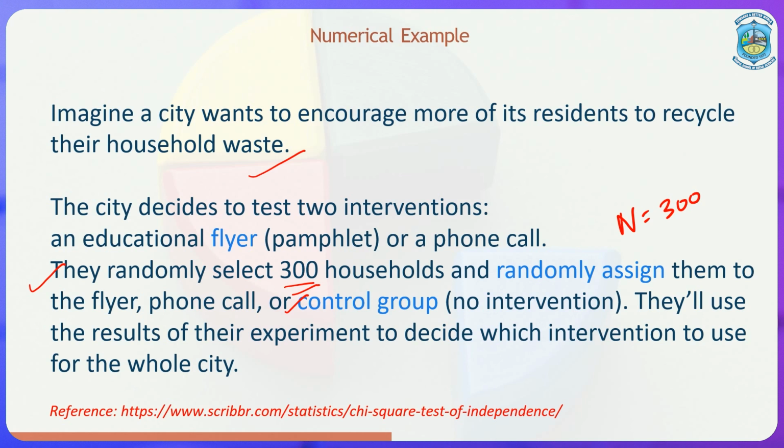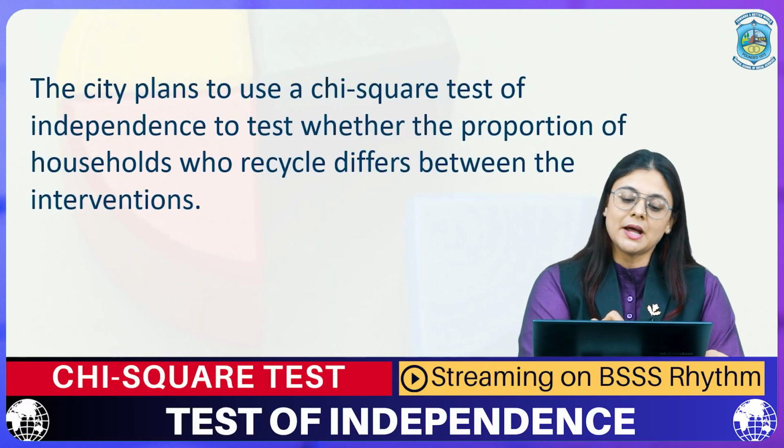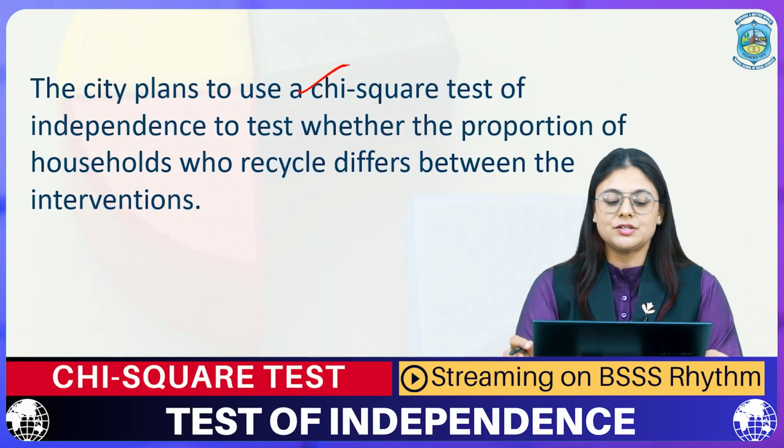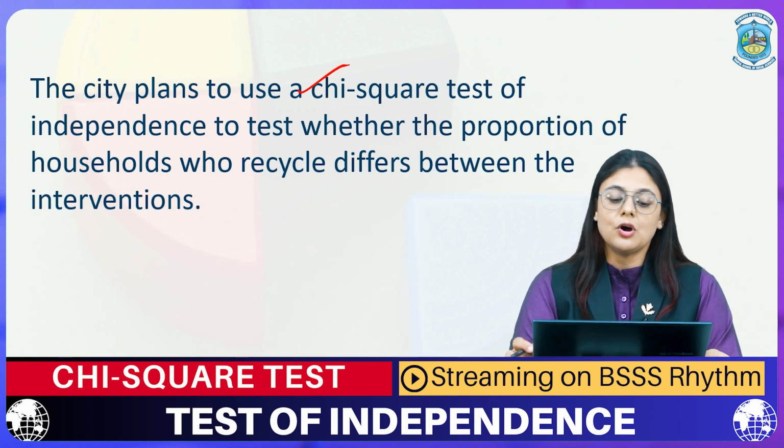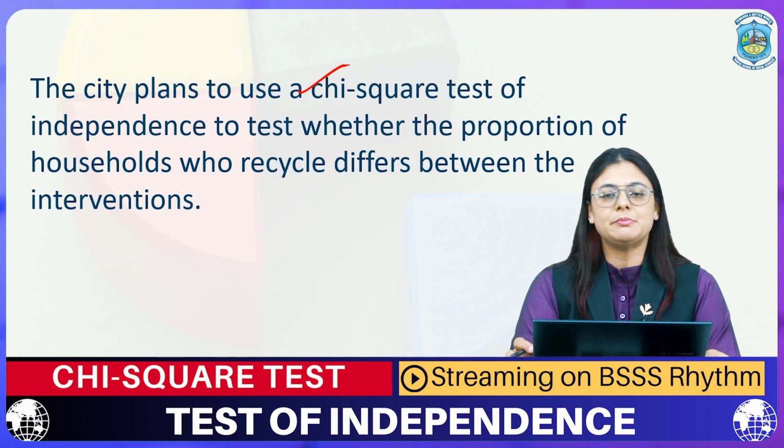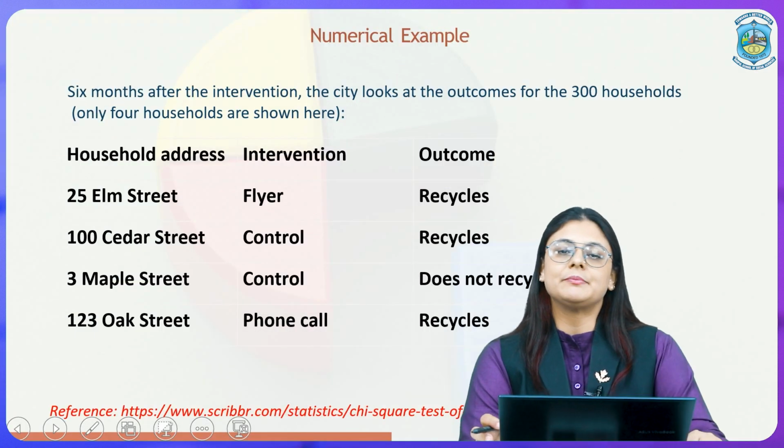So, 2 types of interventions are being tested here. One is through a flyer and the second is through a phone call. Now, they will use the results of their experiment to decide which intervention to use for the whole city. The city plans to use a chi-square test of independence to test whether the proportion of households who recycle differs between the types of interventions being used. Now, let us see the example further.